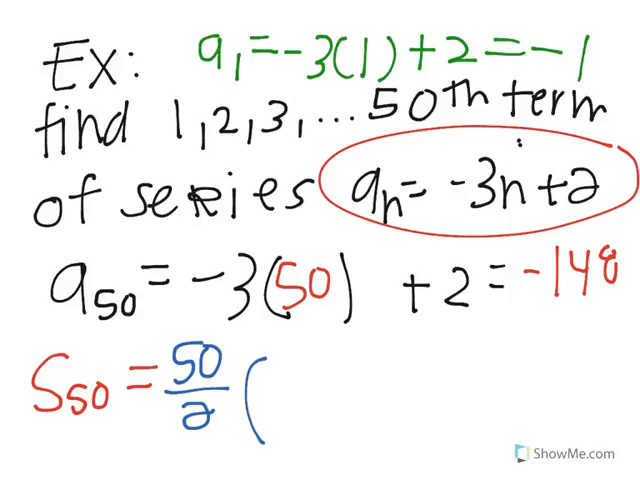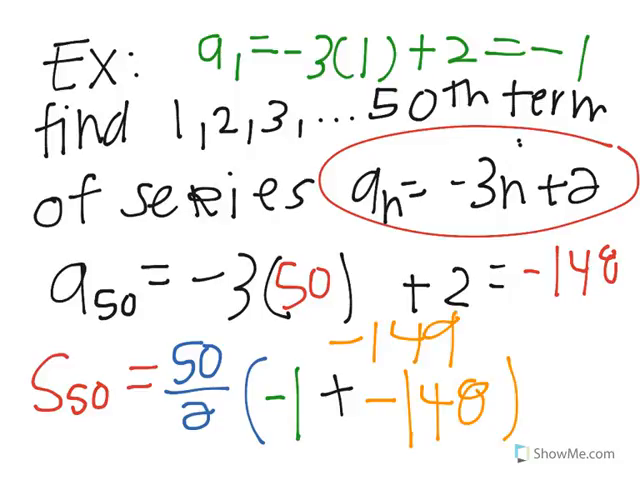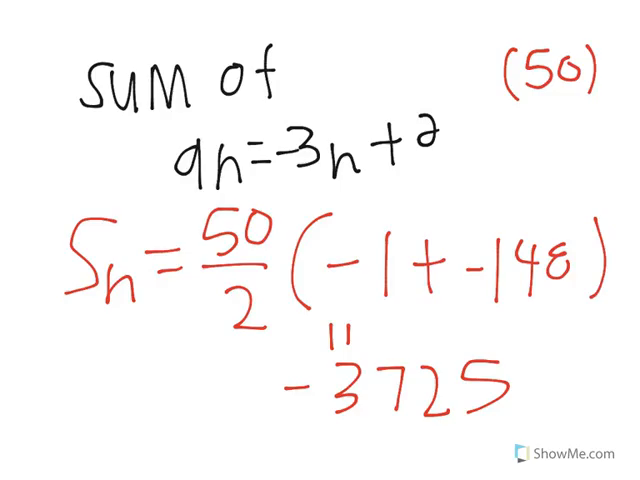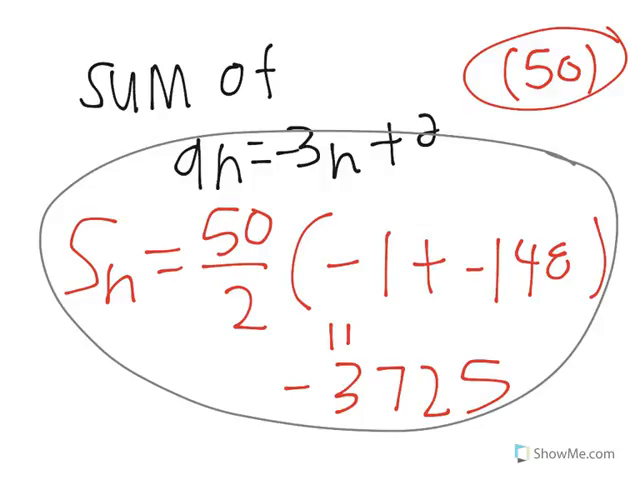Yeah, negative 1. And then you plug that down here for the first term. Right down here you're going to add the first term plus the last term. The last term is negative 148, and that's negative 149 times 50 over 2. And then that equals negative 3,725. So the sum of the whole series up to the 50th term is going to be this, just like we found earlier.